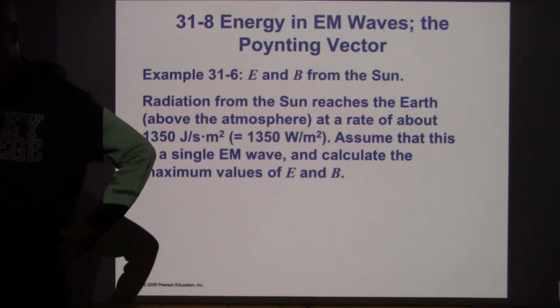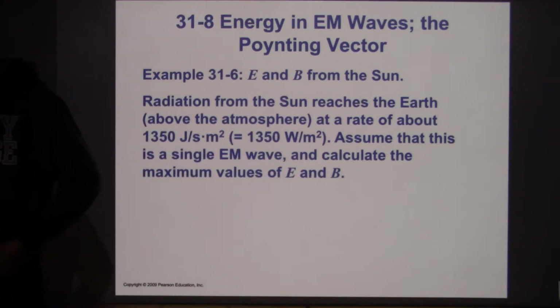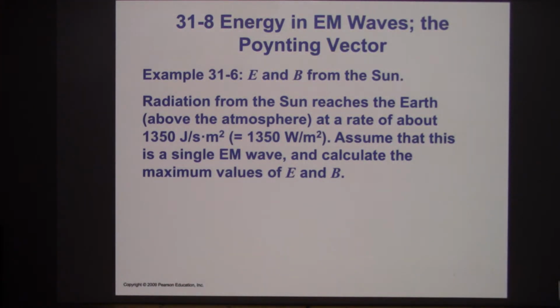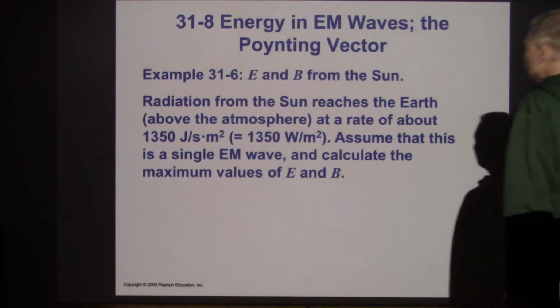Okay, let's look at some examples with some numbers. I think what we're going to start with here, example 31.6, we're going to look at the electric and magnetic fields of the light that's reaching us from the sun. Okay, so here is some starlight coming in from the sun.